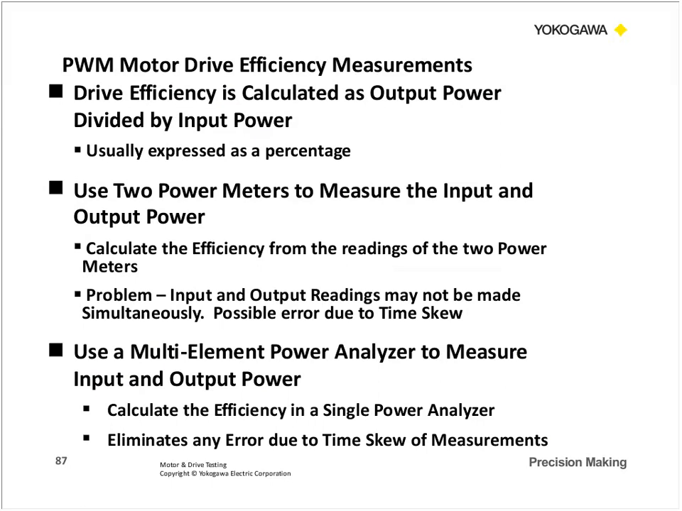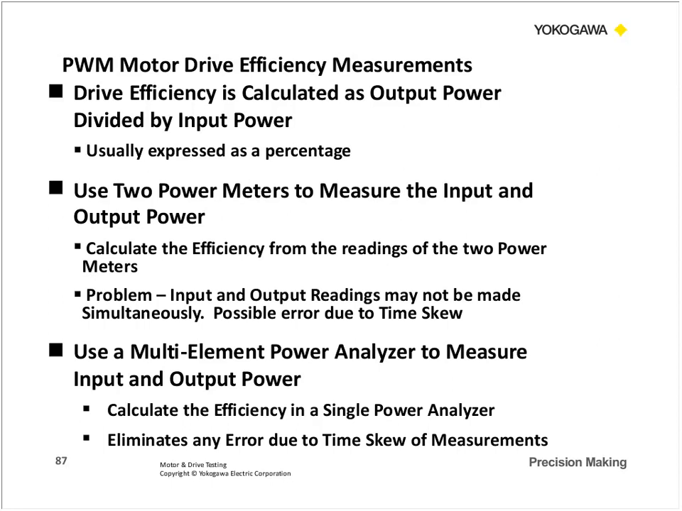So if we look at the motor drive efficiency, how do we calculate that? Well, basic efficiency measurement is the output power divided by the input power, and we express that in a percentage. Now, we could use 2 meters to measure this, one to look at the input power and one to make a measurement on the output power, and write those down and do your calculation. But the problem here is those measurements may not have been made exactly at the same time. There could be some time skew.